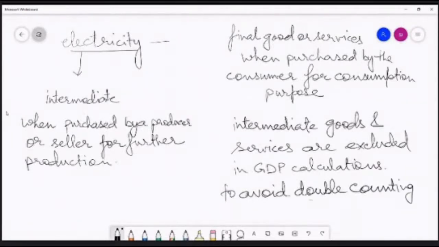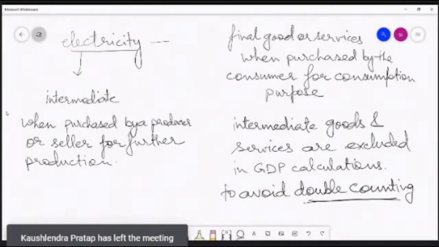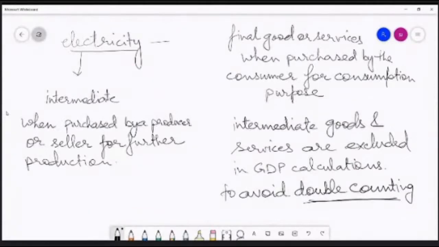Okay, so this is one of the major challenges, one of the major problems with national income accounting. When we are counting the national income, when we are counting the output, when we are counting the expenditure, there should be no double counting. So every item should be counted only once. Okay, so this way of including the value of only final goods and services will avoid double counting.